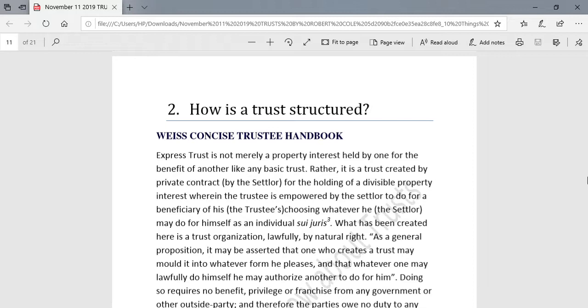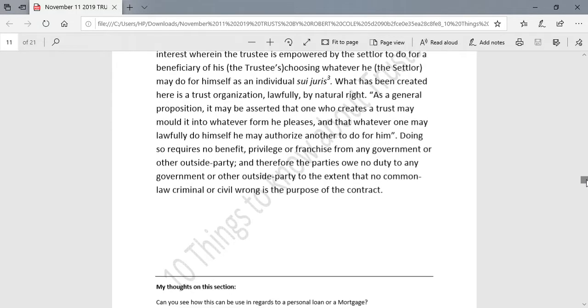What has been created here is a trust organization, lawfully by natural right. As a general proposition, it may be asserted that one who creates a trust may mold it into whatever form he pleases, and that whatever one may lawfully do himself, he may authorize another to do for him. Doing so requires no benefit, privilege, or franchise from any government or other outside party, and therefore the parties owe no duty to any government or other outside party to the extent that no common law criminal or civil wrong is the purpose of the contract.